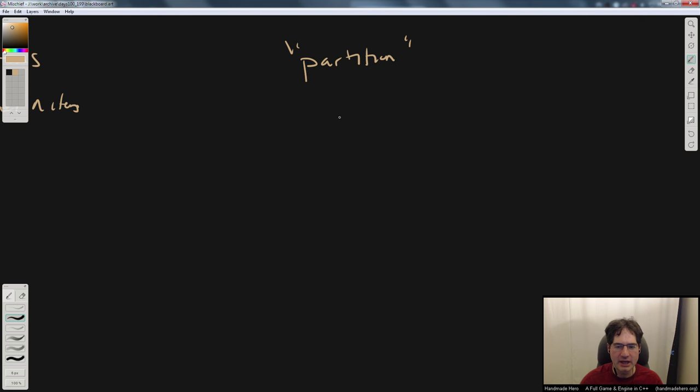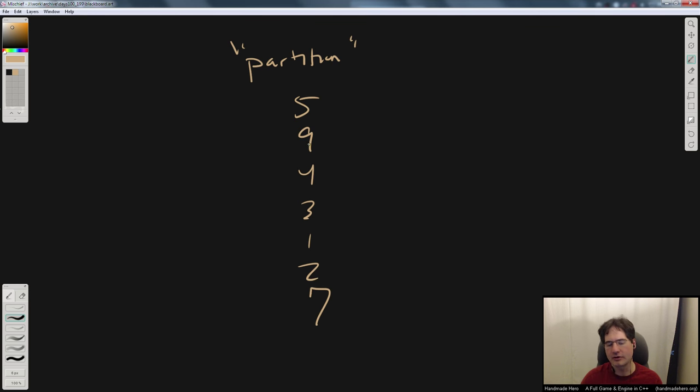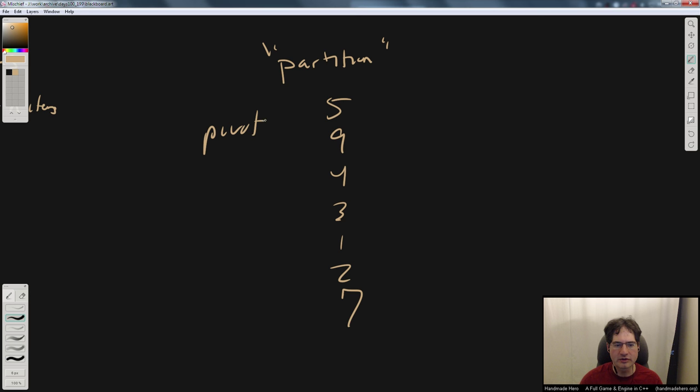So for example, if I have a bunch of stuff in here, 5, 9, 4, 3, 1, 2, 7, like so, what a quicksort will do is say, all right, I gotta start sorting this. The first thing I can do is pick what's called a pivot, which is one of the elements, although I guess technically it wouldn't even have to be one of the elements, it's just some number, right? So I'm going to pick a pivot, and I'm going to break this group up into two smaller groups based on where they land relative to the pivot, right?